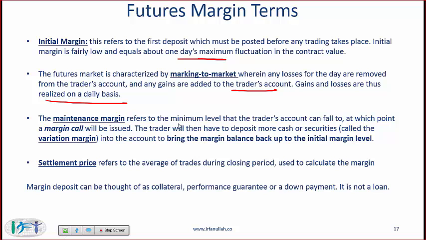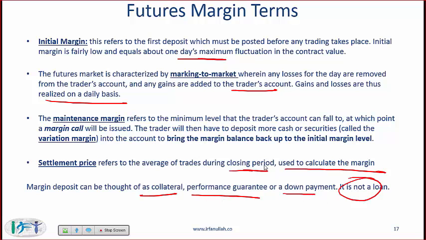The maintenance margin refers to the minimum level that the trader's account can fall to, at which point a margin call will be issued. The trader will then have to deposit more cash or securities, called the variation margin, into the account to bring the margin back up to the initial margin level. Settlement price refers to the average of trades during closing period used to calculate the margin. Margin deposit can be thought of as collateral or as a performance guarantee or a down payment. It is not a loan.